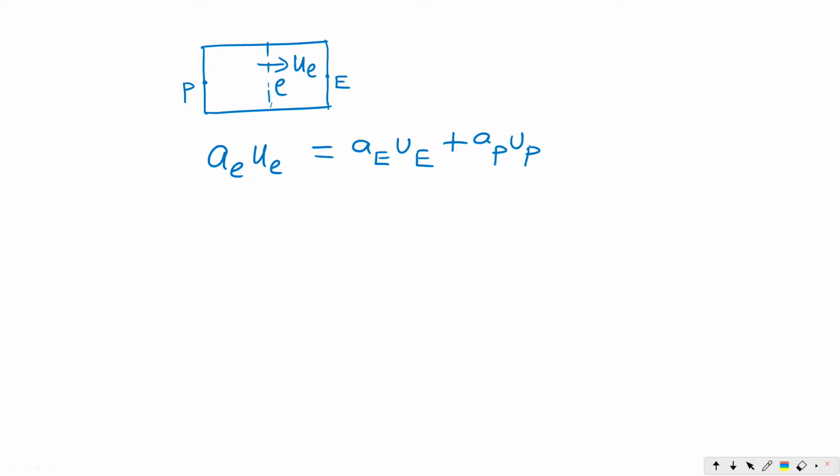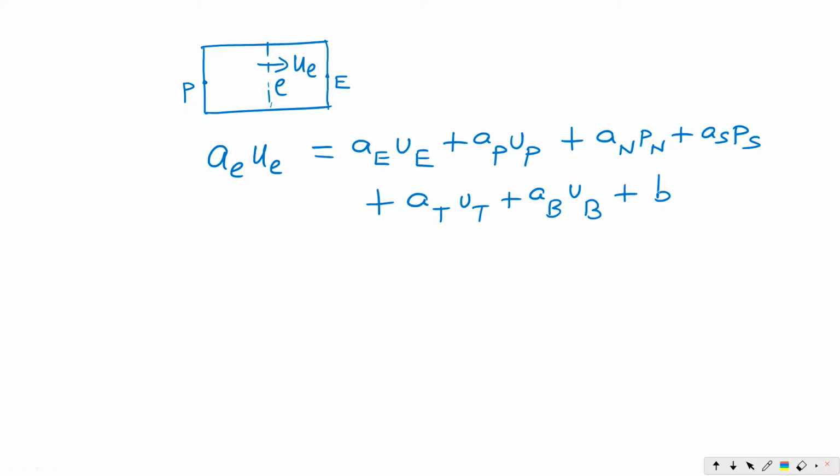Okay, if it is going to be 1 dimensional... If it is going to be 2 dimensional, it will become aN PN plus aS PS. If it is going to be 3 dimensional, then I have to add the other 2 terms also. It will be aT uT plus aB uB plus my source term B.